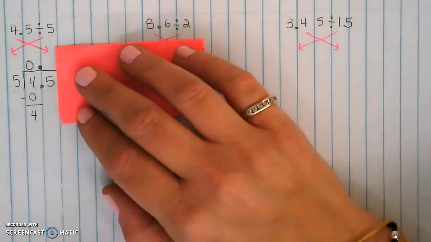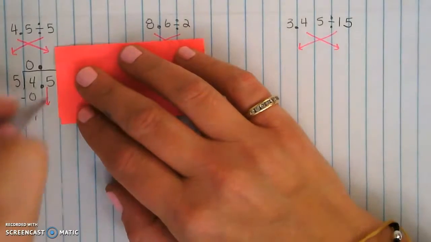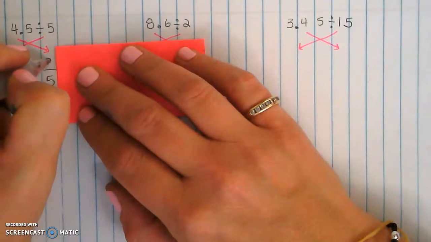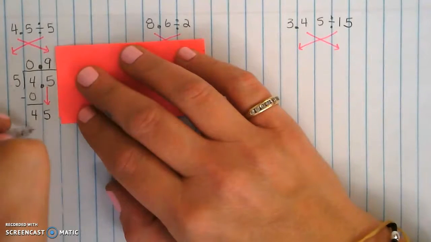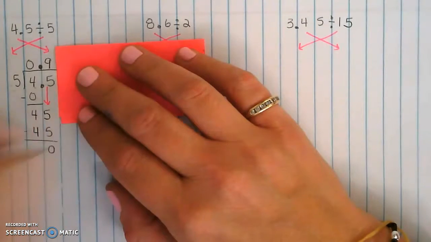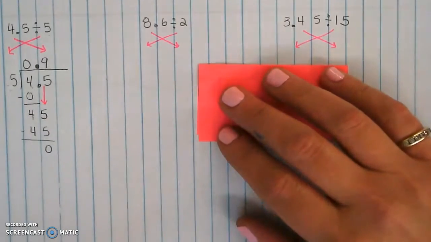So now I just almost ignore that decimal. Go and pass right over it and drag down that 5. Now my question is, how many times can I take 5 away from 45? And the answer to that is 9. 9 times 5 is 45. And 45 minus 45 is 0. Now let's take a look at the next question.